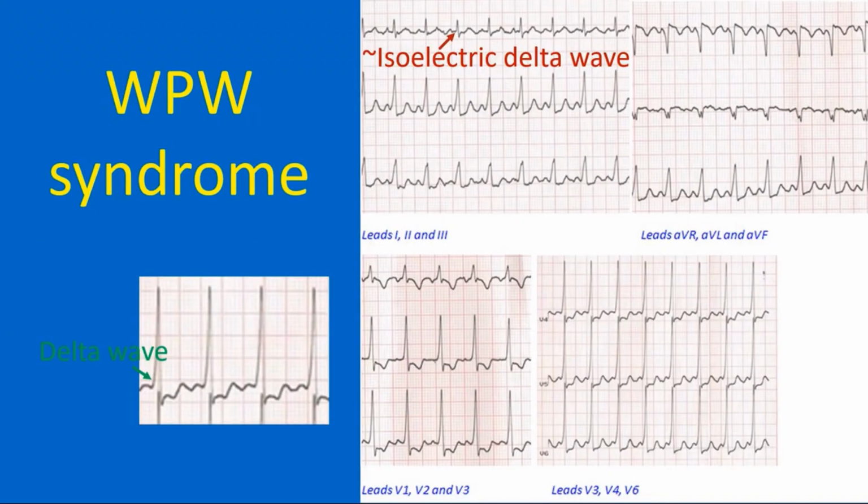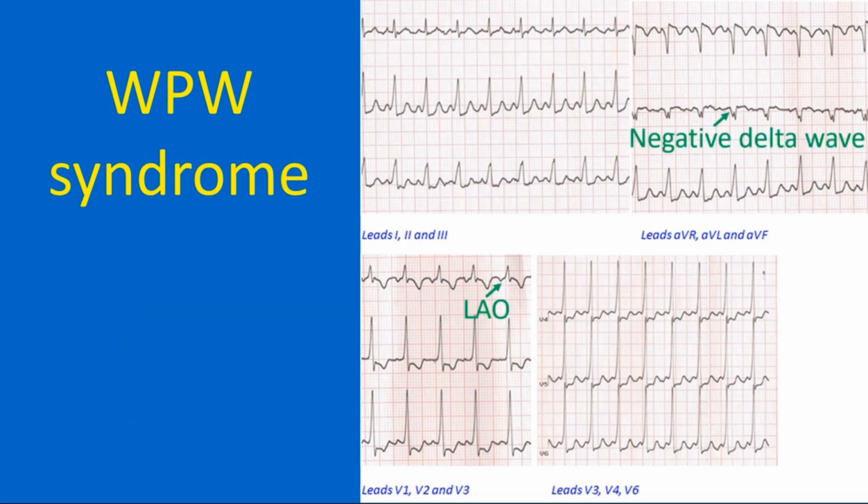Features suggestive of WPW syndrome in this ECG are short PR interval and delta waves. In lead 1, delta wave is almost isoelectric and pre-excitation can be missed. Delta waves and QRS complexes are negative in aVR and aVL, while they are positive in all other leads.